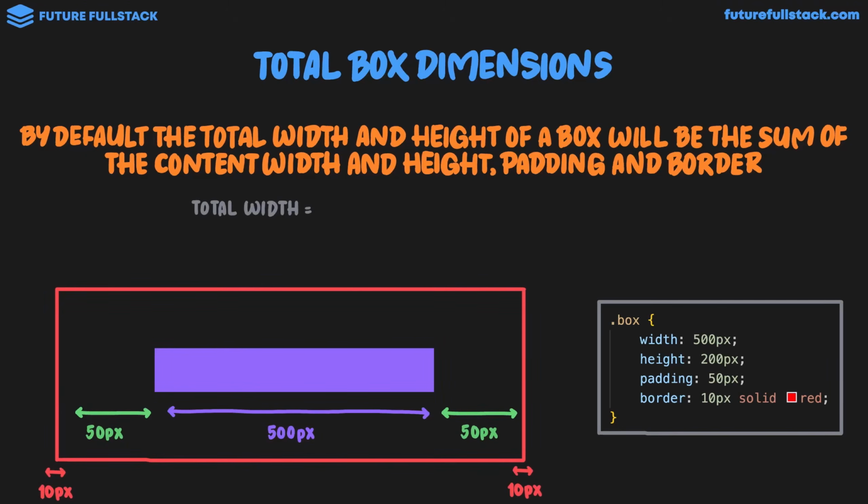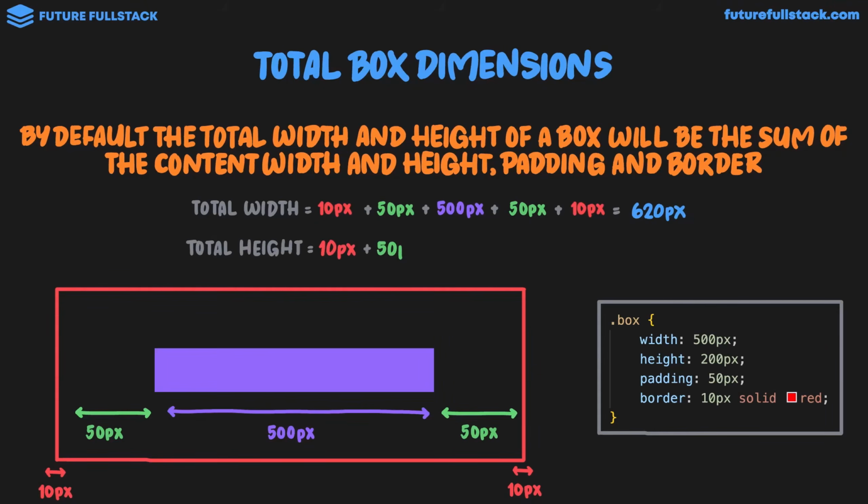So the total width of our element would equal 2 lots of 10 pixels from the border, 2 lots of 50 pixels from the padding, and then the content width itself, which is 500 pixels. If we were to add this all together, we would get a total width of 620 pixels. Now, if I were to do the exact same thing for the height, we would get a total height of 10 pixels plus 50 pixels plus 200 pixels plus 50 pixels plus 10 pixels, which would give us a total height of 320 pixels.